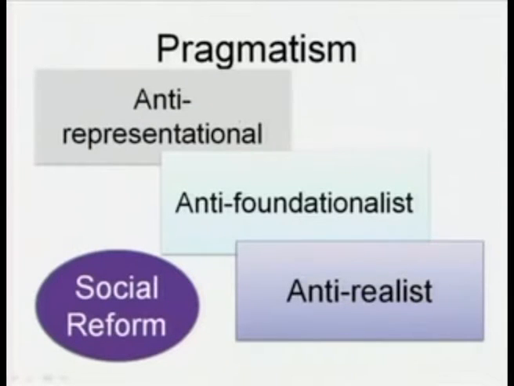Pragmatism sees cultural forms, institutions and practices as anti-representational, as having no foundations, as being provisional and anti-realist, in the sense that we cannot ever have a complete understanding of reality. All we can have really are representations. So, all this is towards social policy, towards making cultural and social policies and social reform.